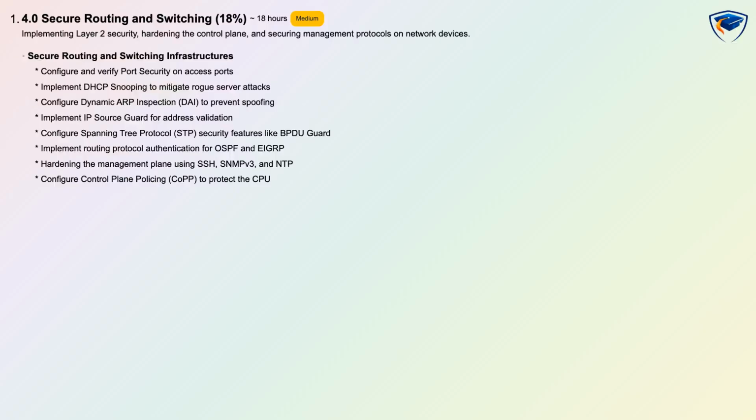You'll also learn about IP source guard for address validation and configuring Spanning Tree Protocol, STP, security features like BPDU guard. Additionally, this domain covers routing protocol authentication for OSPF and EIGRP, hardening the management plane using SSH, SNMPv3, and NTP, and configuring control plane policing, CoPP, to protect the CPU.